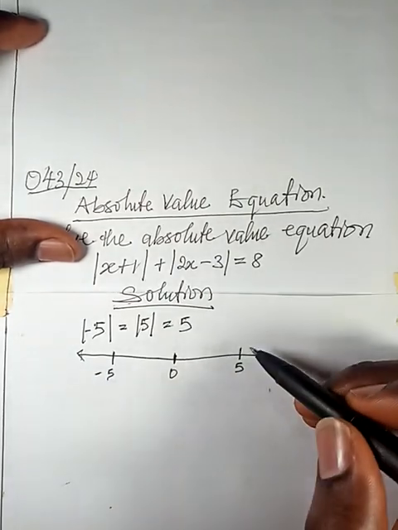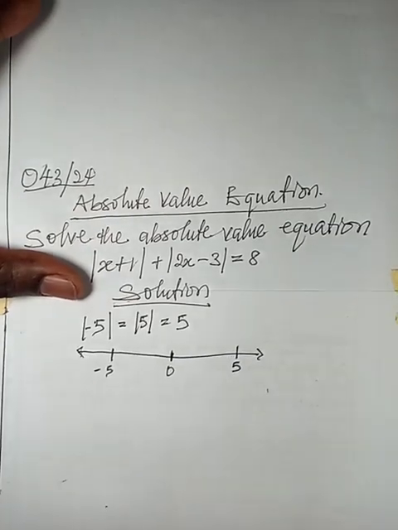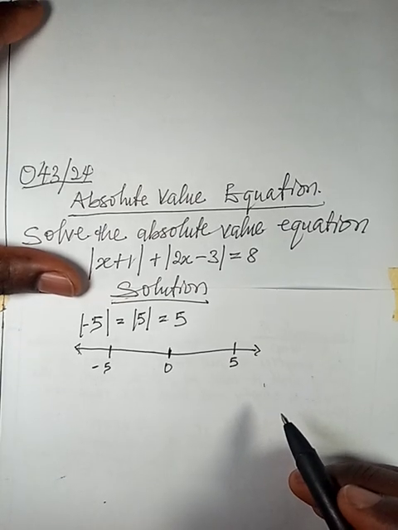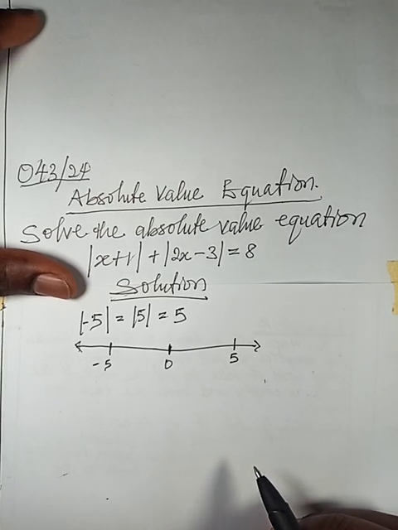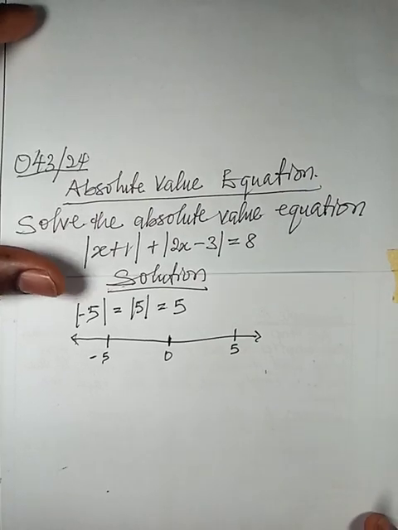So you can see absolute value as distance. In maths and physics, distance is always positive. So that's it. Now, with that little introduction, let's get into the video.